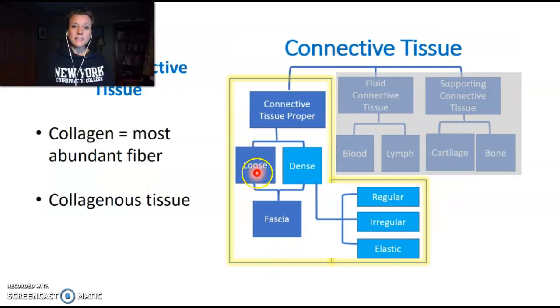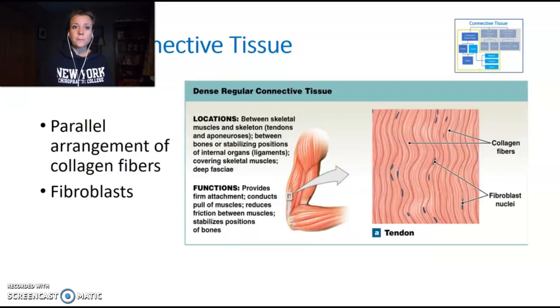Okay, so that does it for our loose connective tissue proper. Now let's talk about our dense connective tissue proper. Dense connective tissue can be regular, irregular, or elastic. In dense connective tissue, collagen is the most abundant fiber. And so really it's the arrangement of these fibers that differentiates regular from irregular dense connective tissue.